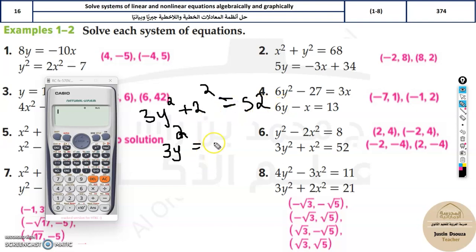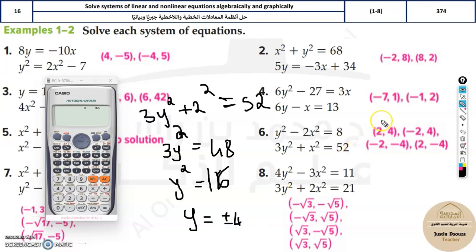So 52 minus 4 is 48. Now y squared will be equal to 48 divided by 3, which is 16. You're getting y equals plus or minus 4. So now over here, even when I put x in this equation, I'm getting 4 and minus 4. Yes, this is correct. Now even try the next one.